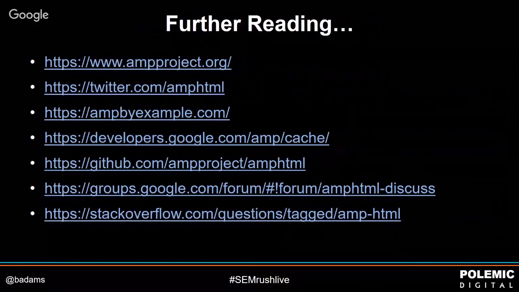So to wrap up, there's a lot of extra reading if you want to learn more about AMP. The ampproject.org website is probably your best starting point. From there, you can follow the AMP HTML official Twitter account. The AMP by Example website, like I said, has great examples to copy and paste. If you want to know more about the AMP cache, Google has its own section on that on its developers website. All the updates to AMP are themselves posted in GitHub, so you can just subscribe to that and keep an eye on it. There's a Google group for discussion about AMP, and Stack Overflow also has its own tag for any AMP-related questions in case you can't find the answer yourself.